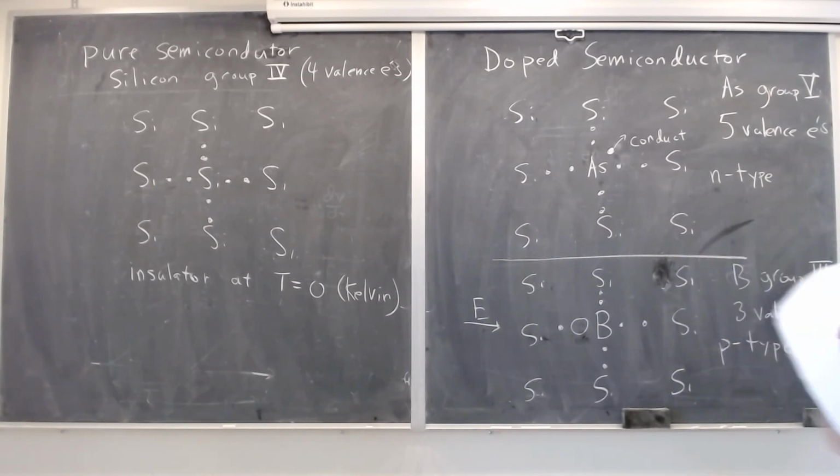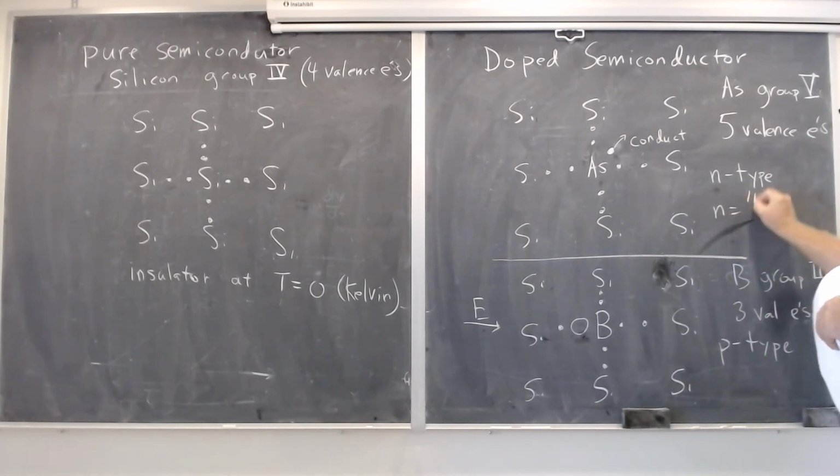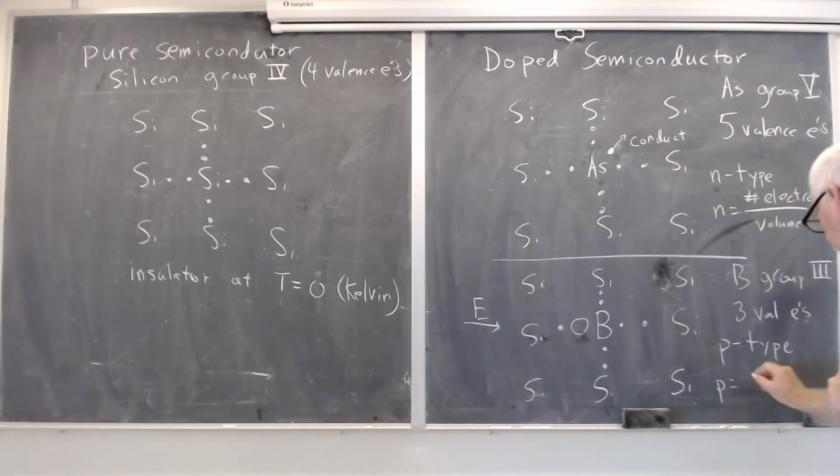So that's electrons and holes and n-type and p-type. And n is the number of electrons per unit volume, and p is the number of holes per unit volume.